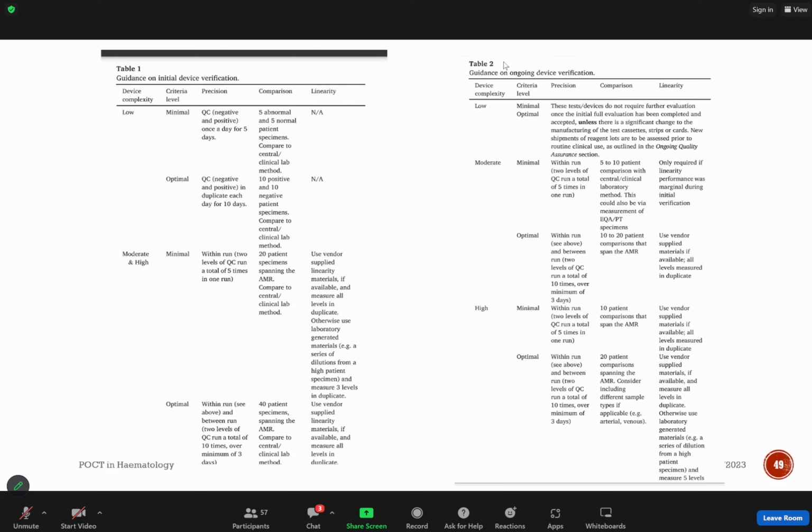Next, table 2 is guidance on ongoing device verification. This is when, for example, at the POCT site, you want to add another device. As for low complexity, minimal precision, we don't have to run anymore here. As for moderate and high complexity, there are suggested criteria, minimal or optimal, to run the verification study.